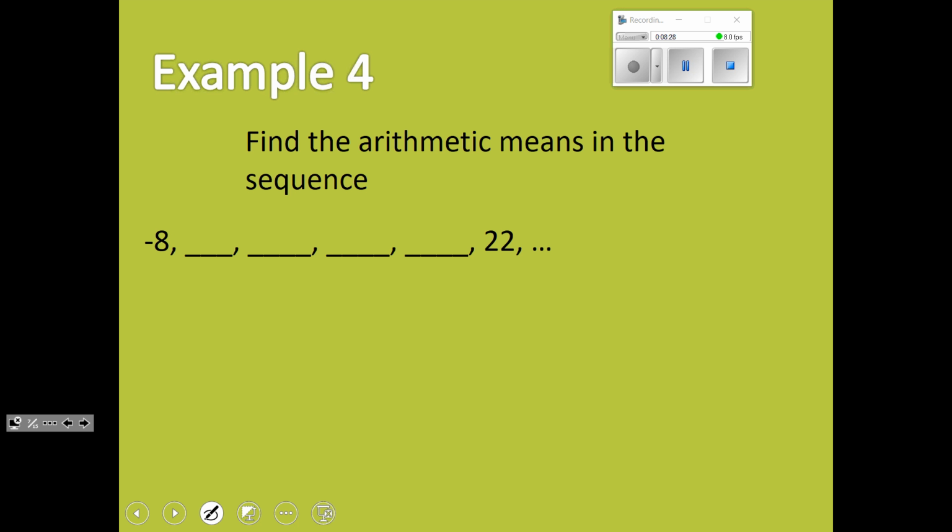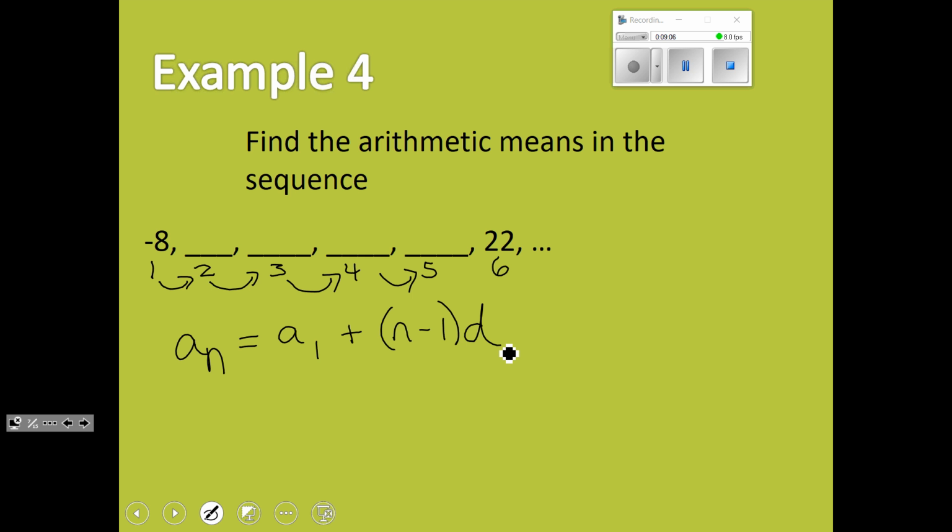So I've given you negative 8, and that is your first term. And then we're looking here at second, third, fourth, fifth, and I've given you your sixth term. So we're going to use our a sub n formula. And the issue is, if I knew my common difference here, then I could fill in. That would be really nice. So we're going to plug in what we know. We're going to solve for what we don't know. Okay, so what do we know? We know the first term is negative 8.